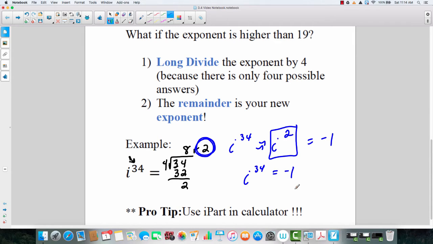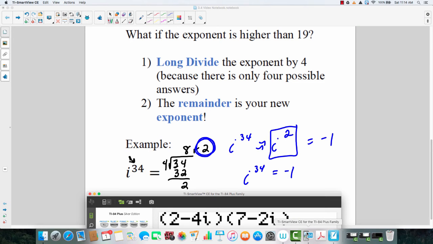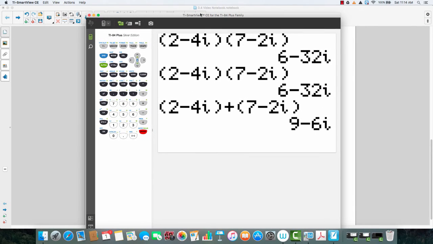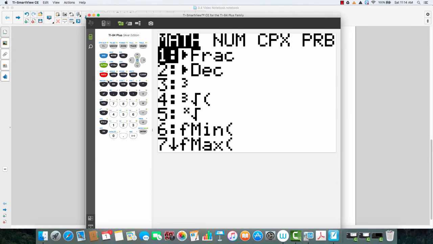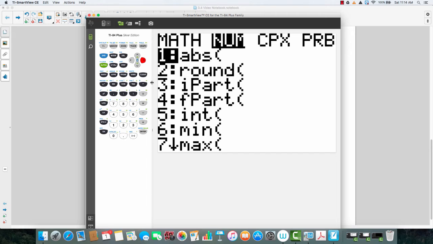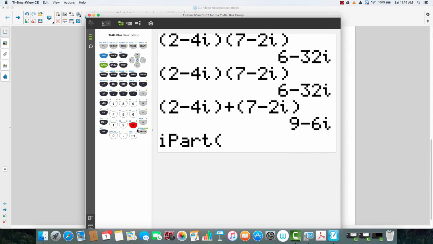All right. I hear you guys screaming. Let's go to the calculator. Let's see how this works in the calculator. It's so cool. The i part is what I'd like you to do. So let's do math, number, i part, number 3. Throw in there whatever you want.